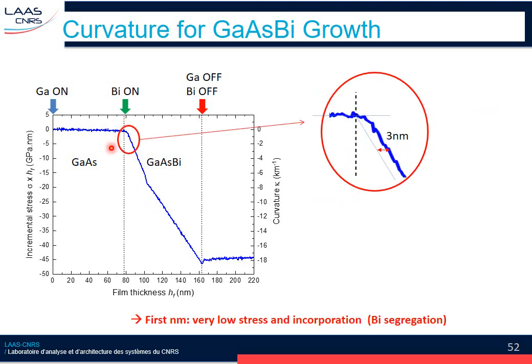So let's have a look. At the beginning here, if you zoom in, you see that the slope is not going down just when you open the bismuth cell. There seems to be a little delay in the incorporation of bismuth, and this is a signature of bismuth segregation that has already been seen by TEM, for instance, but this is the first time we could see it live during the growth.